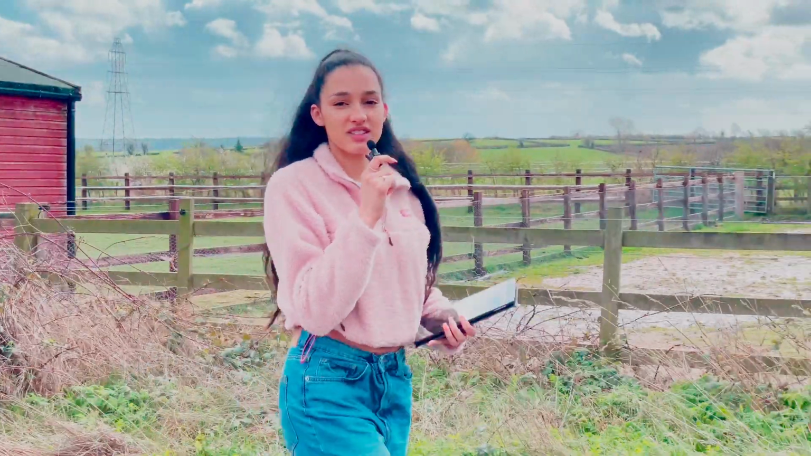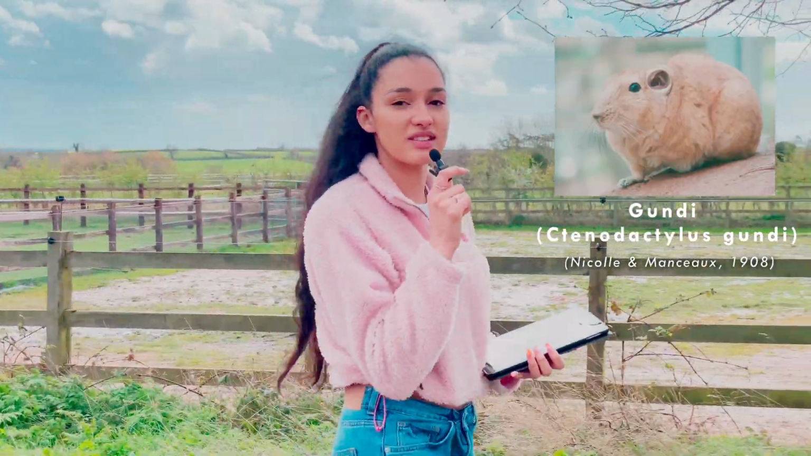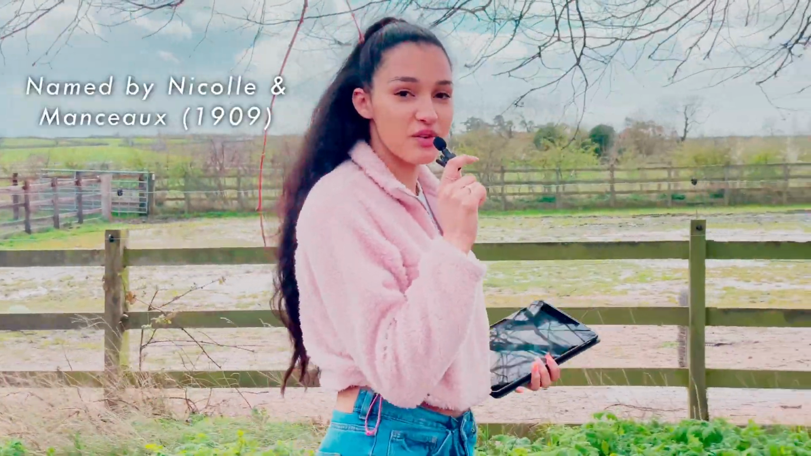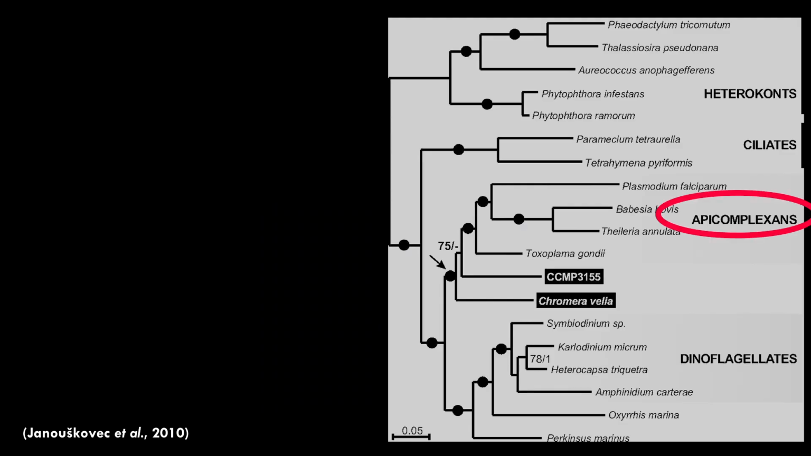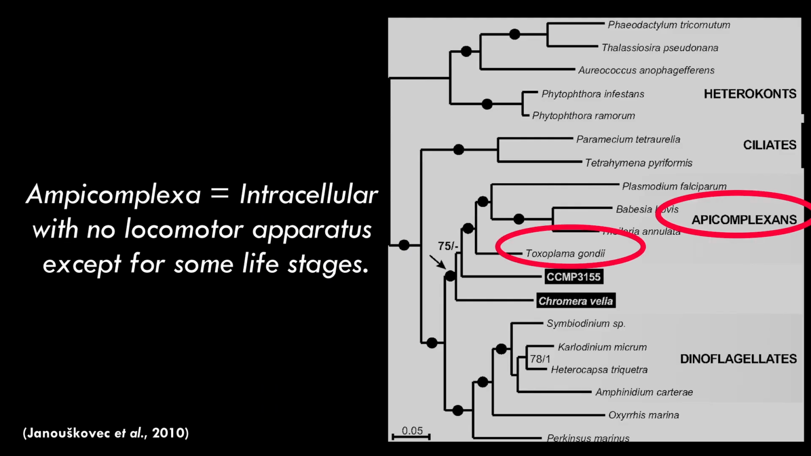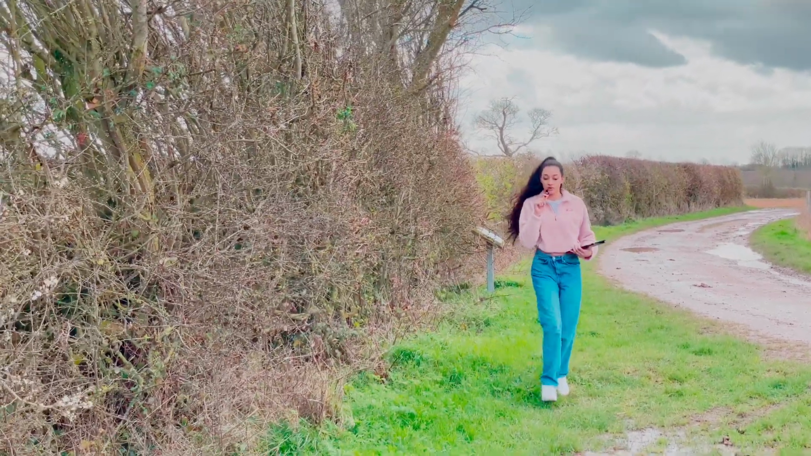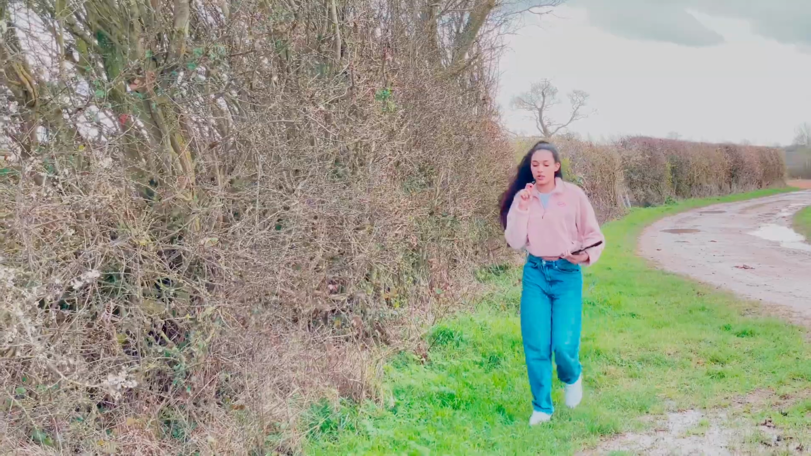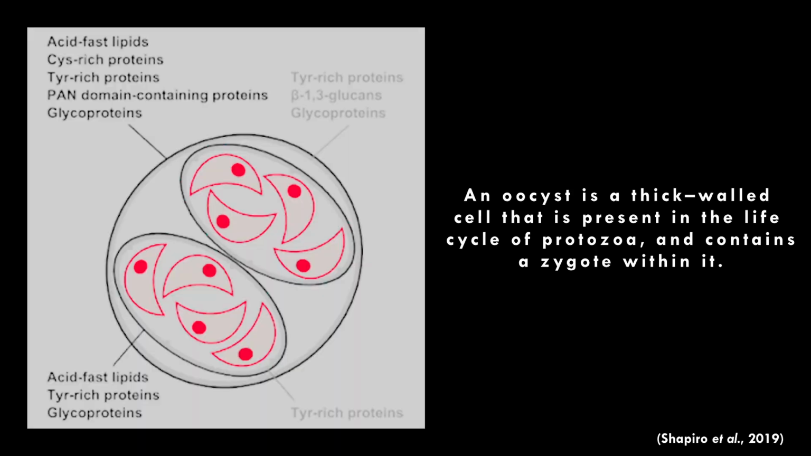T. gondii was first discovered in a gondii in Tunisia in 1908 by Nicolas Mansour. A year later, in 1909, Nicolas Mansour then named it Toxoplasma gondii. It is from the phylum Apicomplexan. It's also from the family Sarcocystidae. The life cycle was unknown until 1970, when it was discovered that felids were the definitive hosts and the oocysts were excreted in the cat's feces.